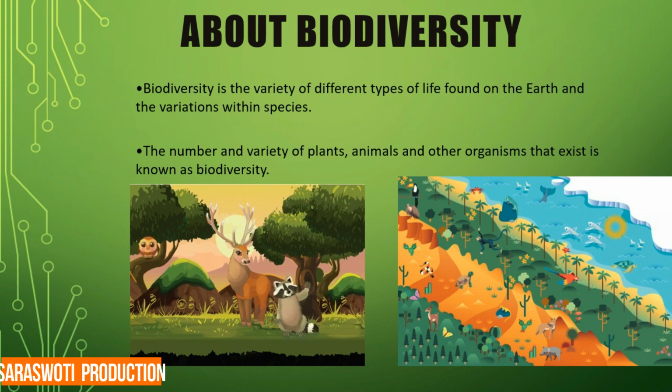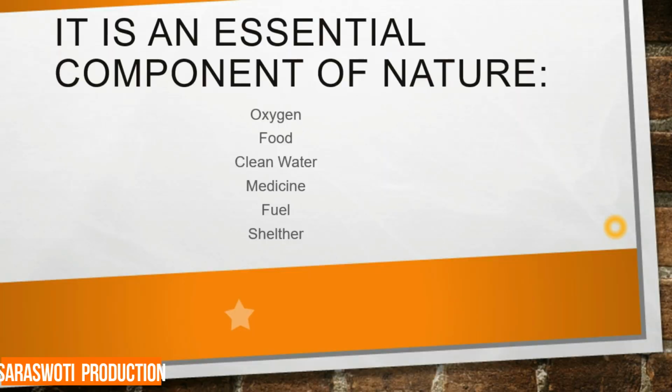So this shows that biodiversity is nothing but the variety of different types of life we find on the planet Earth. Who are living together and who are existing together is biodiversity. As simple as that.